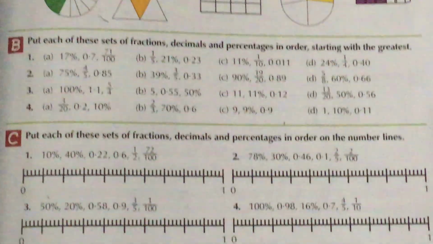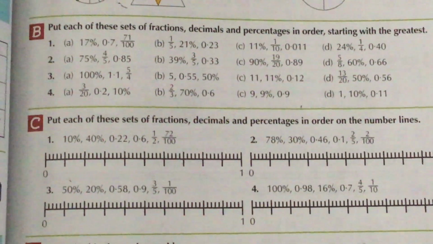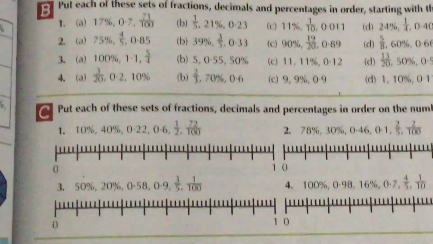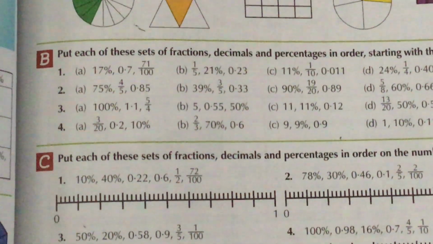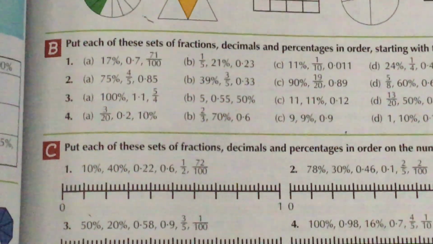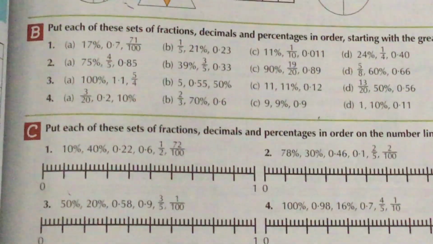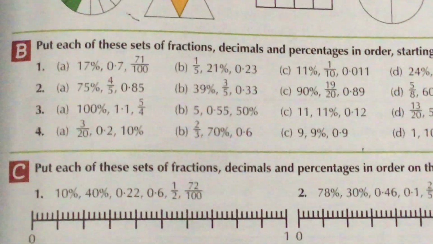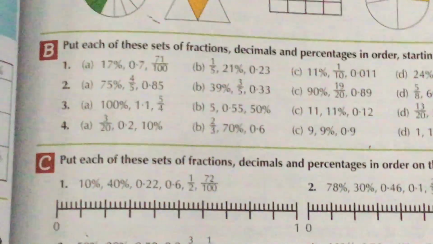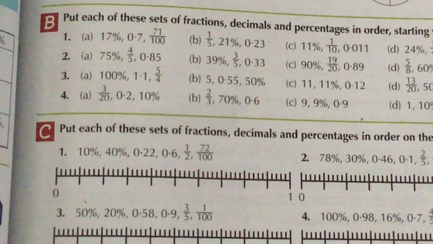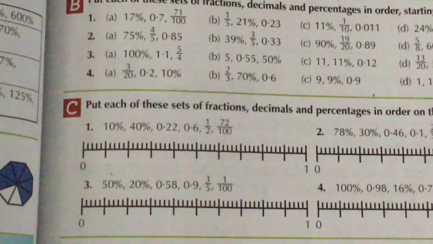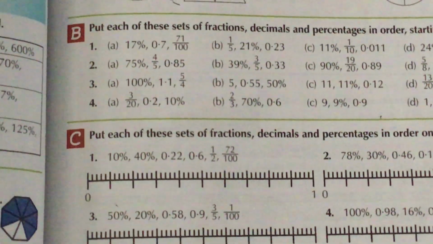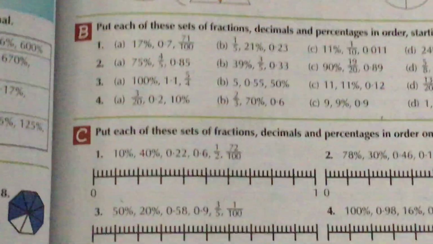Okay, guys? Put each of these sets of fractions, decimals, and percentages in order, starting with the greatest. So if you want to convert all of them to hundredths, if you want to express all of them as percentages, you have to decide, okay? There's percentages, decimals, and hundredths there, but for example, 17% is 17 out of 100, and 0.7 is 70 over 100. So then you can work out that it's 71 over 100, then 0.7, and then 17%. That's how I worked that out.